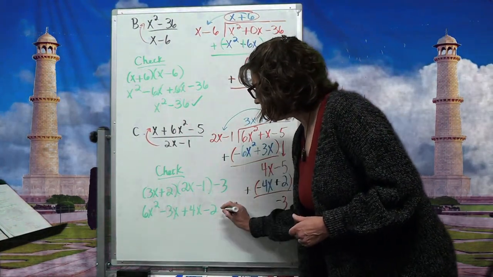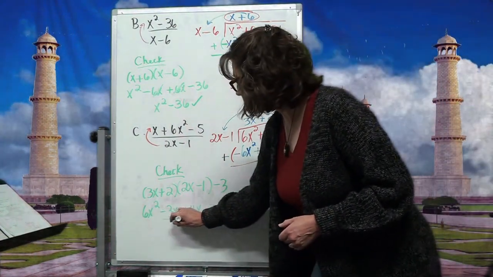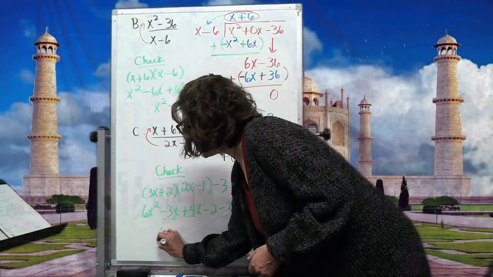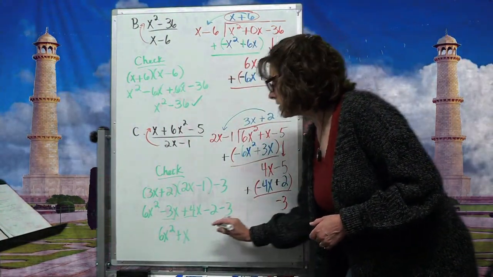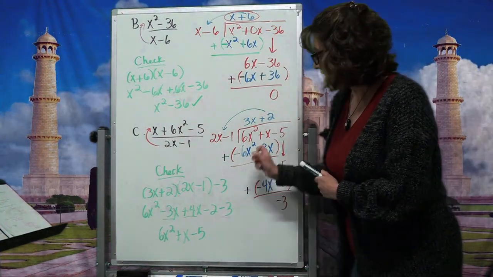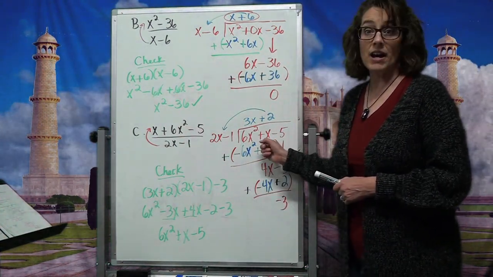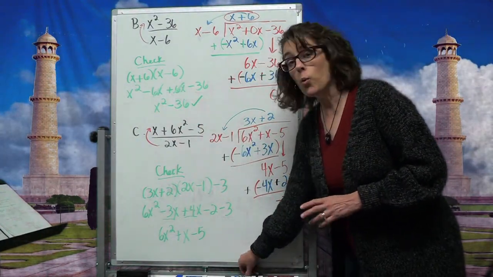Once I combine all this, I need to combine it with that negative 3. Now these like terms will combine to be a 1x, so I have 6x squared plus x. Negative 2 minus 3 is a negative 5. Is that the dividend that I had right here? Yes, in fact it is. Which is the dividend that I had right here? So, what is my answer?